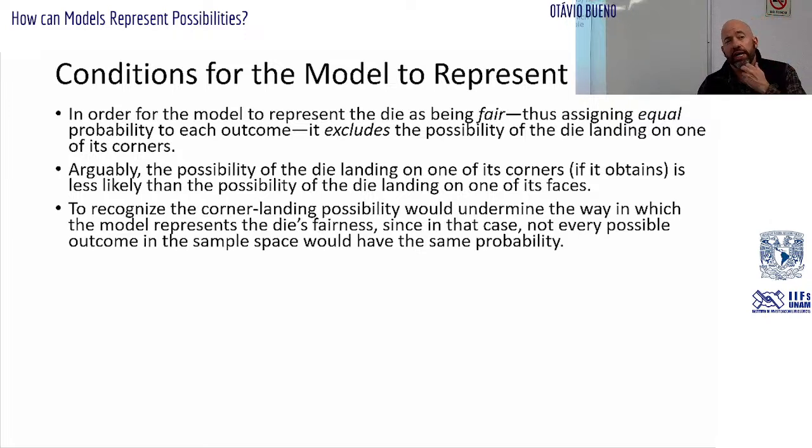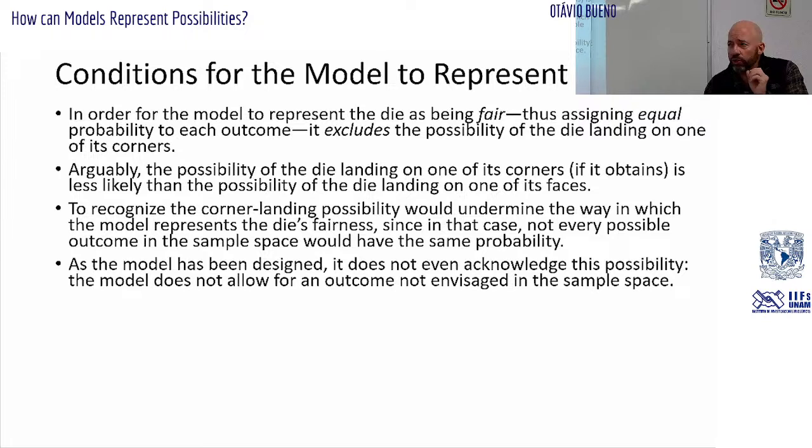But to recognize the corner landing possibility would actually end up undermining the way in which the model represents the die's fairness. Since in that case, not every possible outcome in the sample space will have the same probability. If you allow for that as a possibility, that would put in jeopardy the idea that this is a fair die, where every possible outcome has equal probability. So the way that the model has been designed, it doesn't even acknowledge this as a possibility. The model would exclude that from happening. It's not one of the outcomes.